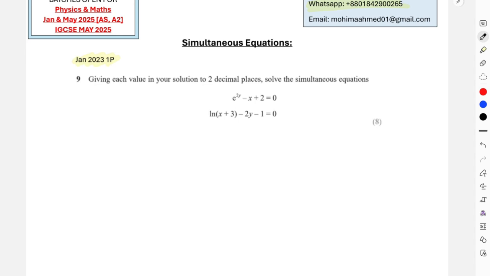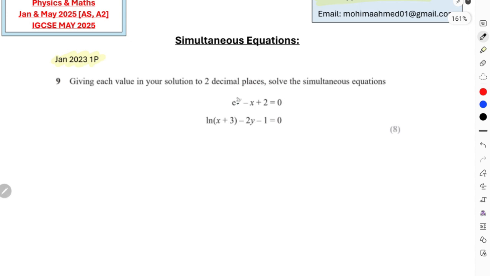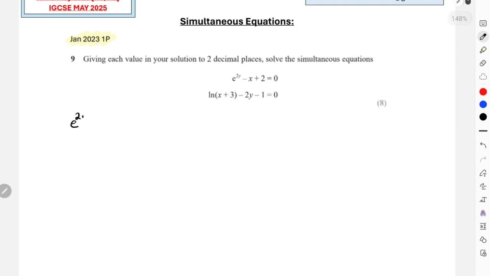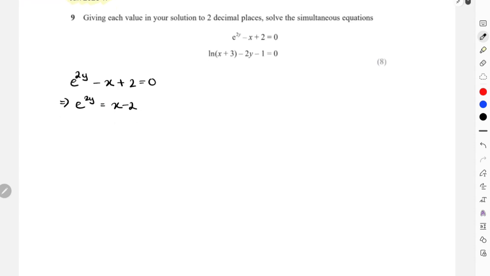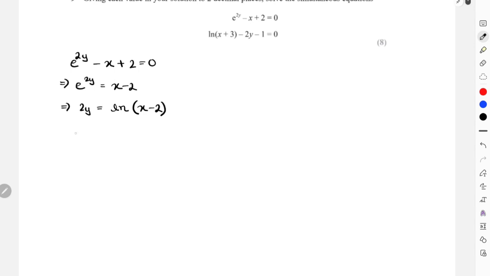I can keep x the subject of the formula, or y the subject of the formula. For example, I can already see that in the second equation, on the power of e, they have 2y present over there, right? What I can do is rearrange the equation with the exponential. So we will start with e to the power of 2y minus x plus 2 is equal to 0, and I can consider this as e to the power of 2y equals x minus 2. So 2y equals ln of x minus 2, since the inverse of the exponential is ln, and eventually y would be half ln (x minus 2). That is the value for your y, that is the equation for your y.